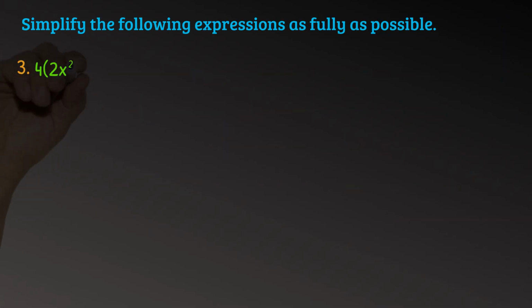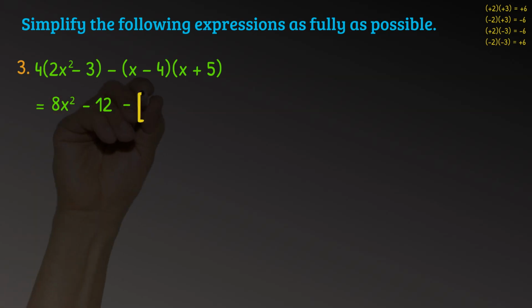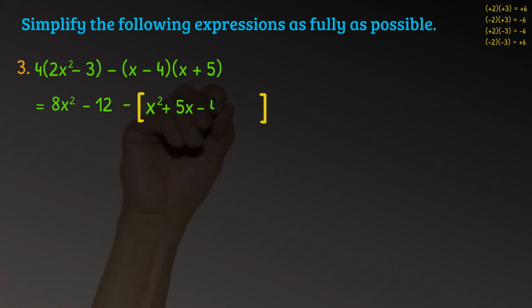Moving on to question 3, again, we start by multiplying out the first bracket. So we have 4 times 2x squared, which is 8x squared. Then 4 times minus 3 is minus 12. And then we'll multiply out the last two brackets and put the result inside these yellow brackets. So we have x times by x, which is x squared. We have x times by plus 5, which is plus 5x. Then minus 4 times by x gives us minus 4x. And minus 4 times by 5 gives us minus 20.